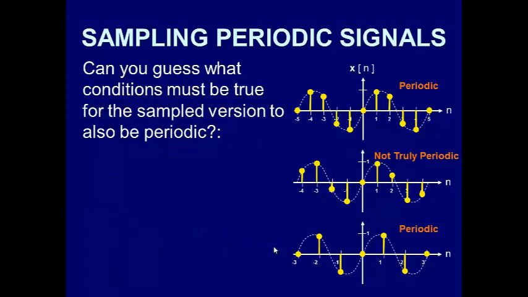Without looking at your notes and just thinking intuitively, can you think of a relationship between the sampling frequency and the original frequency, or the sampling time and the original period, that if I do that, I'm guaranteed to get a periodic answer? Yeah. If the ratio is a rational number. Ooh, why would that even work? How to explain that to me?